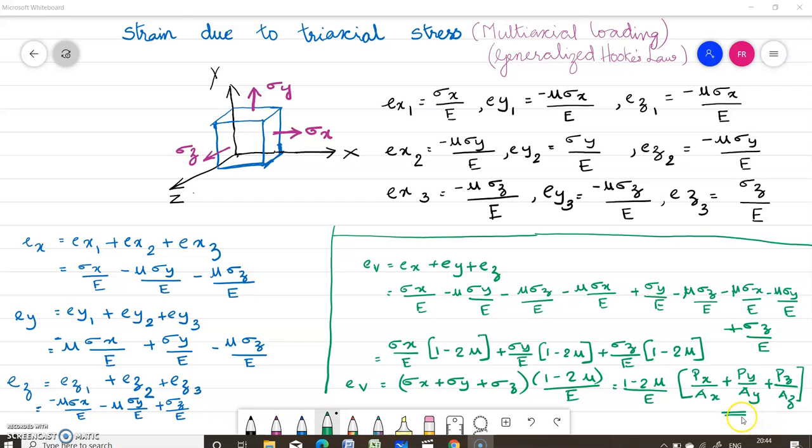Here we have used the principle of superposition. That is, the effect of different forces is considered as a sum of the effect of individual forces.